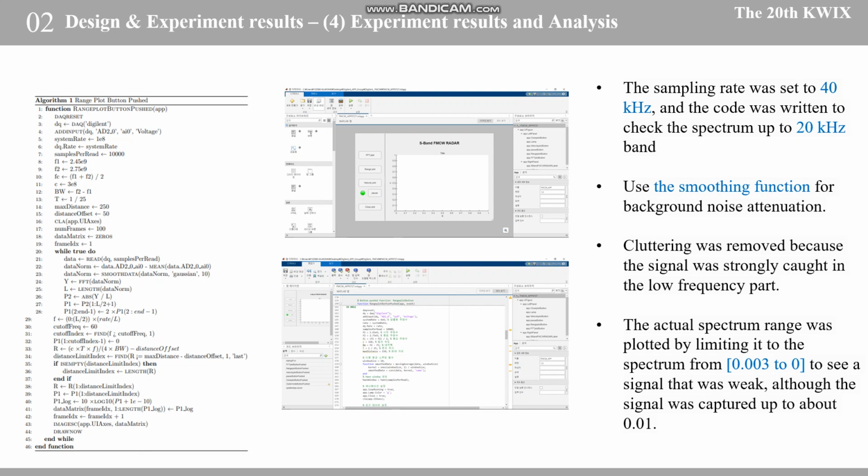Since the IF frequency band filter was limited to 20 kHz, when implementing the distance measurement algorithm, the sampling rate was set to 14 kHz to write the code to check the spectrum up to 20 kHz.